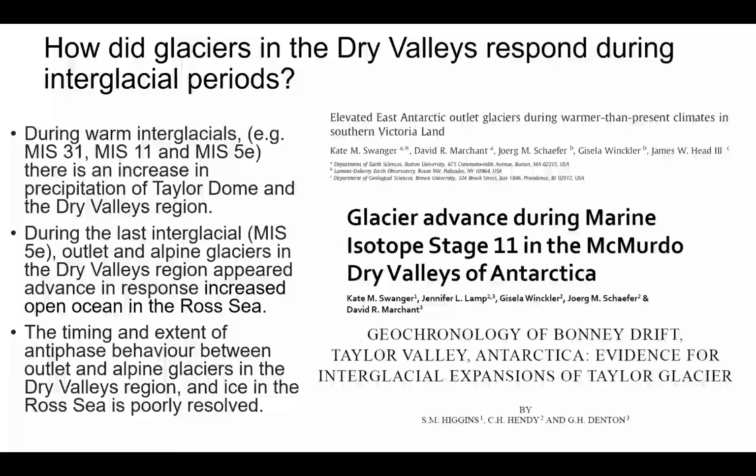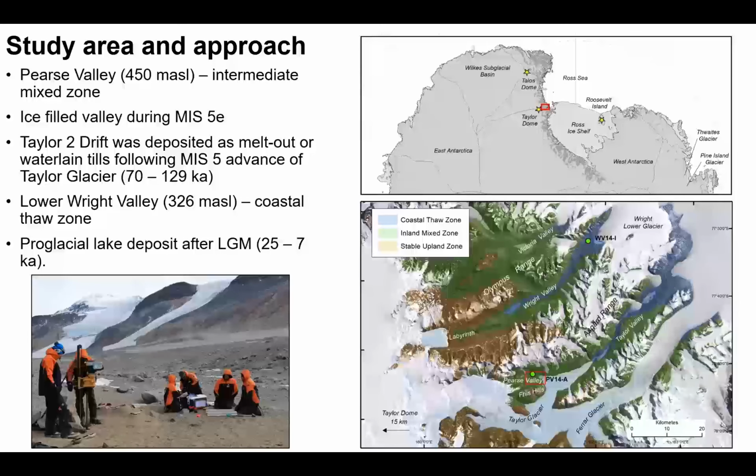So we went to Pierce Valley, which is an intermediate mixed zone, and we know that this site was ice filled during the last interglacial. Then later in the talk I'll also talk about Lower Wright Valley, which is a coastal fjord zone site, a post-LGM site, so much younger, to compare and understand how sediments in the Dry Valleys have evolved through time.